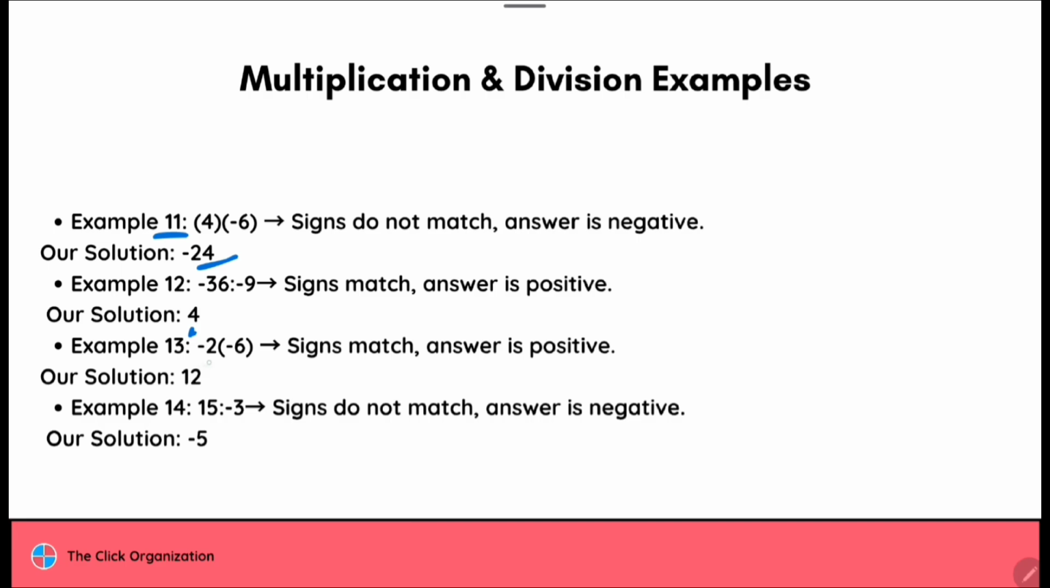Example number 13 says minus 2 into minus 6. In this case, the signs do match. So keep the answer as positive. And 6 into 2 is 12. So the answer for this would be positive 12.